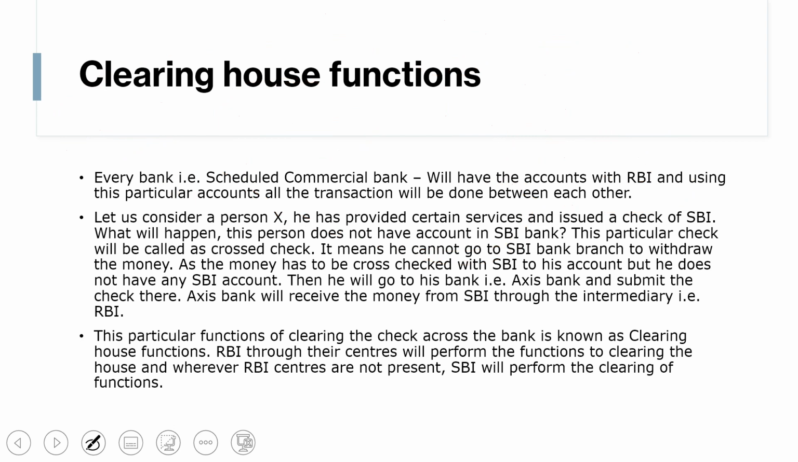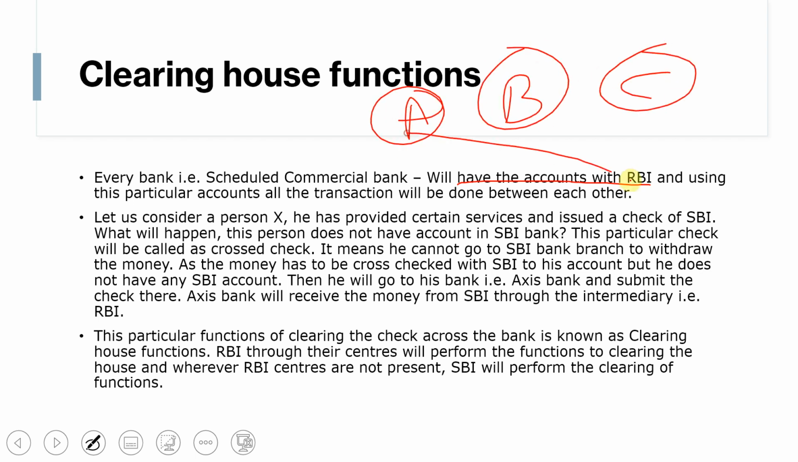So every bank, like a scheduled commercial bank, will have its account with the RBI, like Axis Bank, Punjab National Bank, all have their account. Let's say SBI and Axis Bank or ICICI. So these all banks have an account in what? These all banks, A bank, B bank, C bank, have an account in RBI. And using these particular accounts, all the transactions will be done between each other. So this is a common point of scenario.